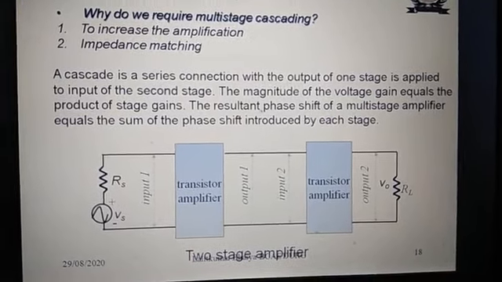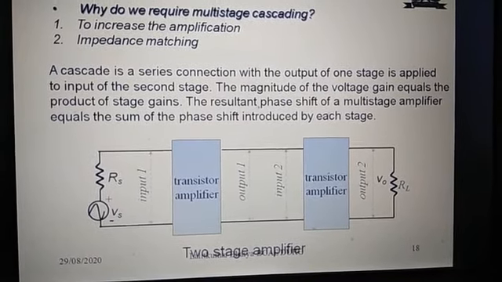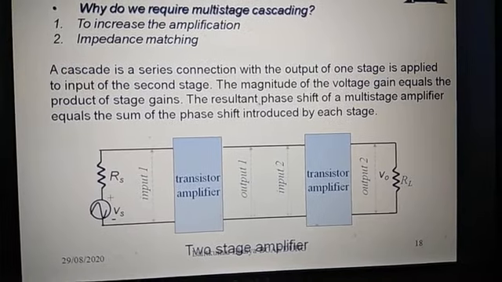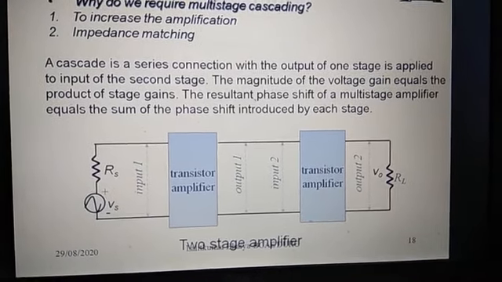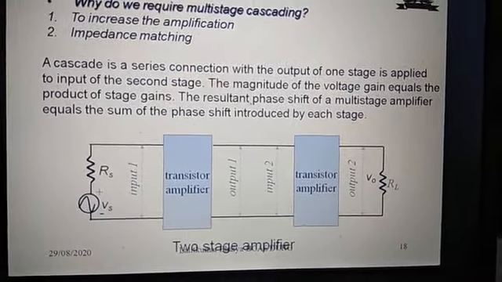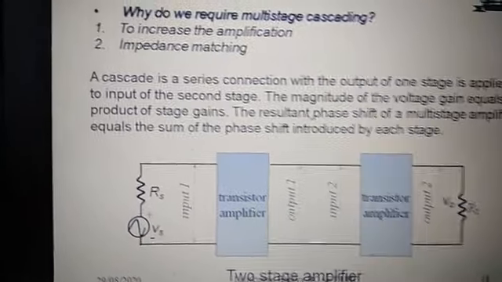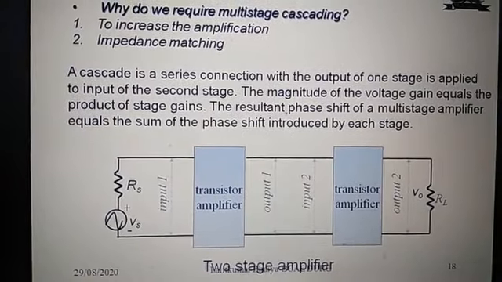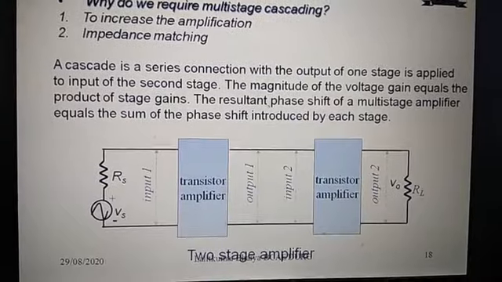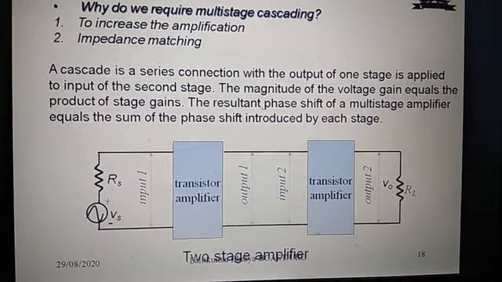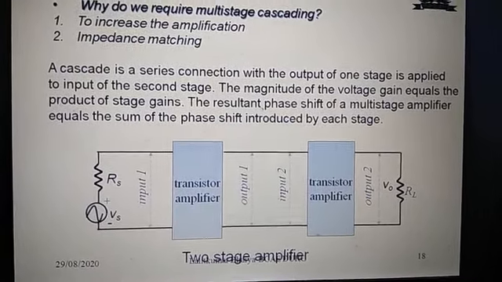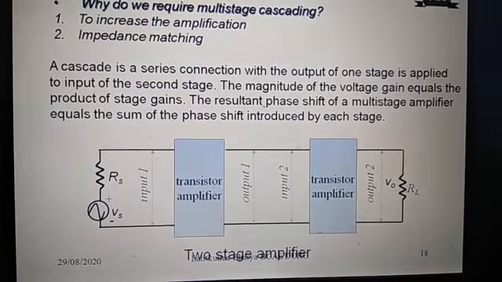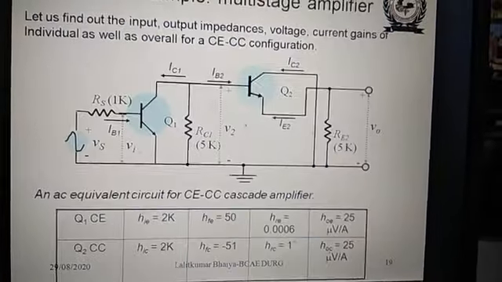You will find that the input impedance increases and the voltage gain is amplified. The magnitude of the voltage gain equals the product of the stage gains. The resultant phase shift of a multi-stage amplifier equals the sum of the phase shifts introduced by each stage.